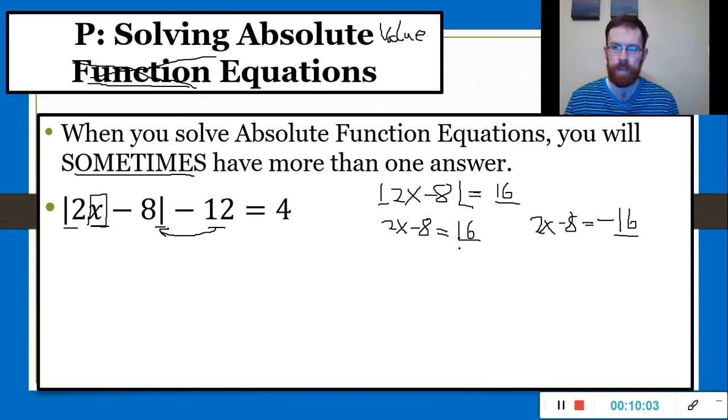So now we have this, it just goes back to solving like normal. Add 8 to both sides. 2x is equal to 24.